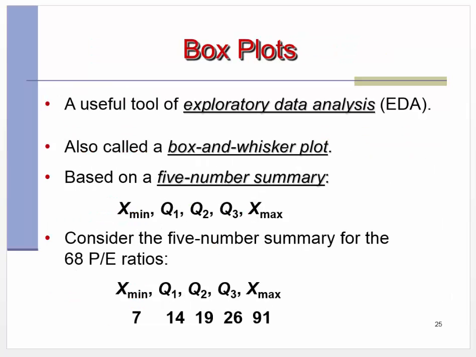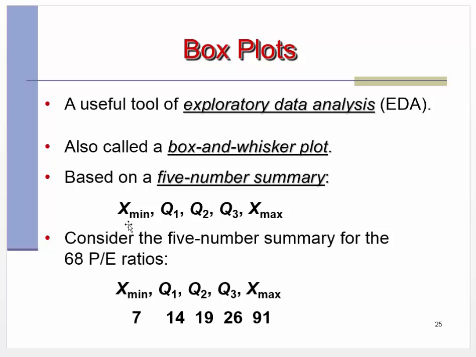Another way to describe or present data is called the box plot. Box plots are a useful tool for exploratory data analysis, or EDA. It's also called the box and whisker plot. You'll see why in just a minute. It's based on a 5-number summary.